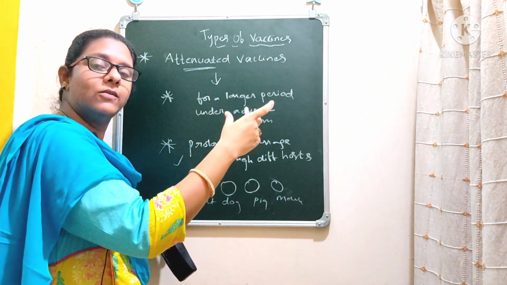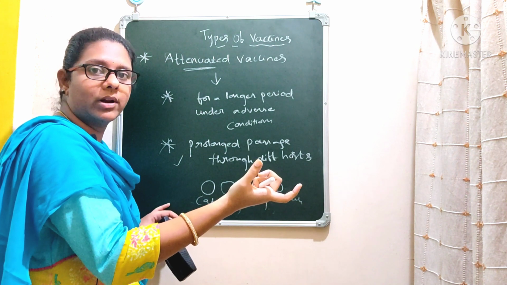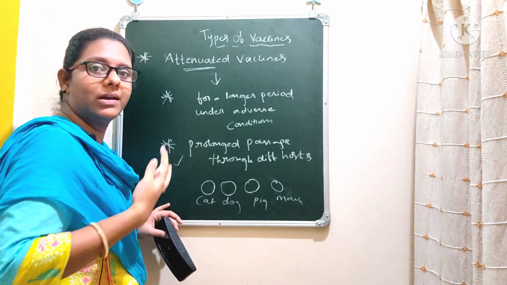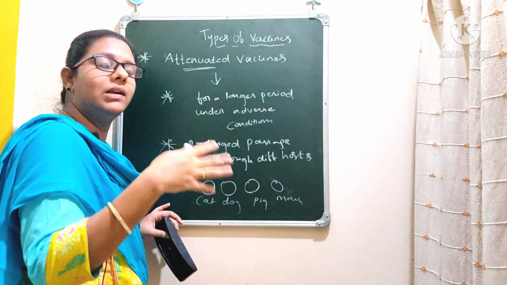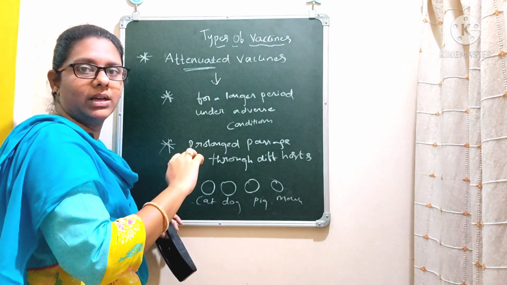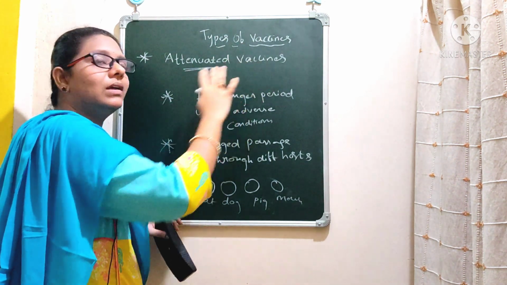If it enters into the body, what happens? It will be recognized as a foreign particle, right? So once the foreign particle is recognized, what happens? Our immune cells will act and then process the antigen, thereby eliminating it from the body. This is how we go with the attenuated vaccine.